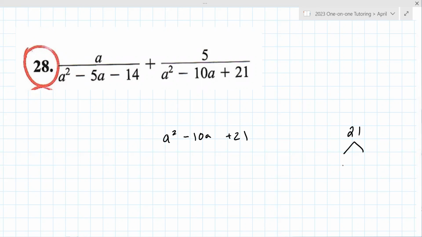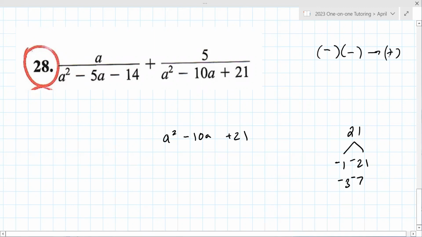3 times 7. Okay, good. 1 and 21, and 3 times 7. Do either of these add up to -10? -3 and -7 would. Does -3 times -7 multiply to +21? I think so. Yes, two negatives go to a positive. So this becomes a minus 3, a minus 7, like that.